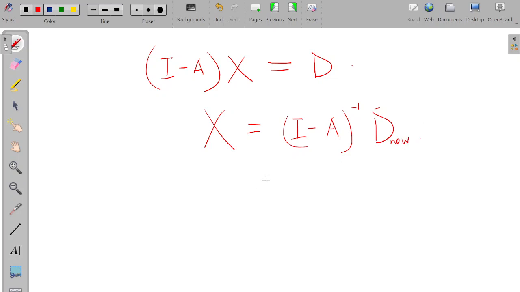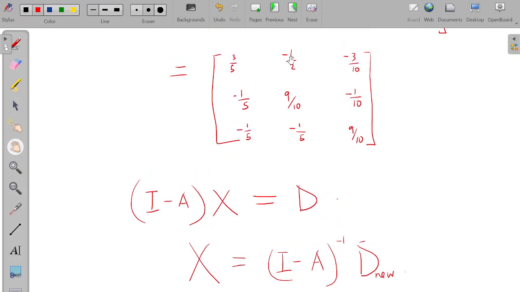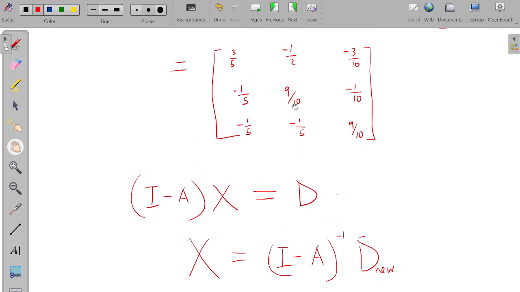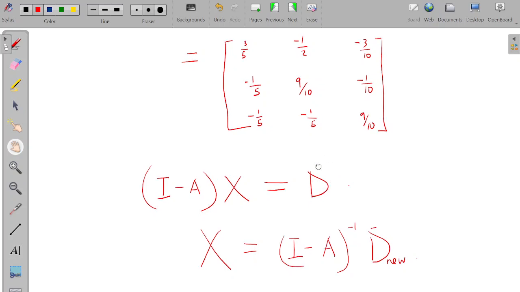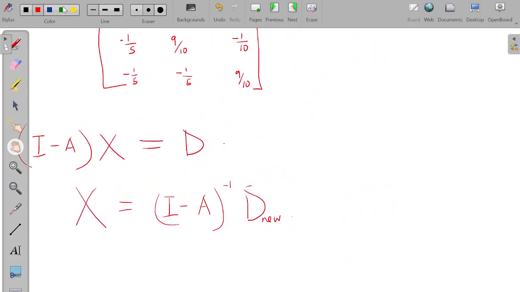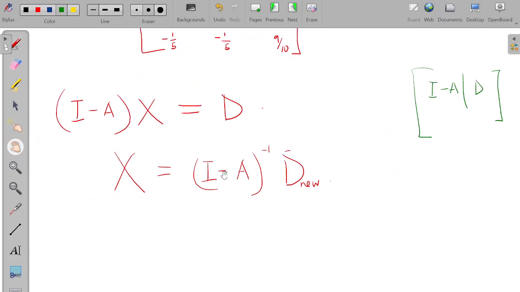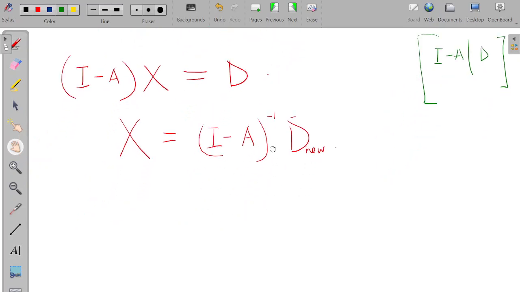All right, that means we need to find the inverse of this one. We are using the inverse method to find the inverse of this. You can also put this side by side with your d, and then reduce the matrix, and then you'll be able to get your x. But now we are using the inverse method. So when you are asked to use the inverse method, this is the way to go.